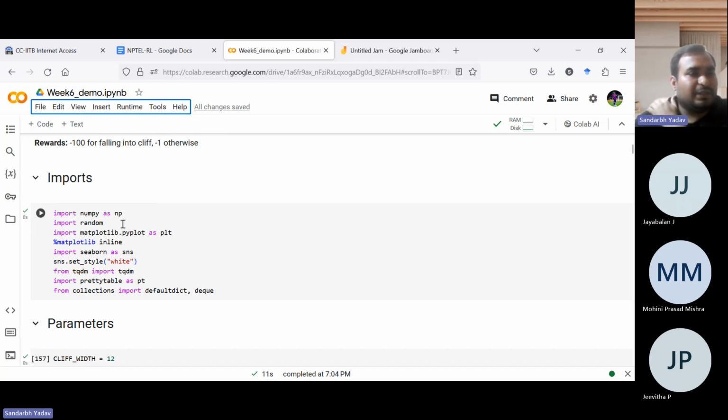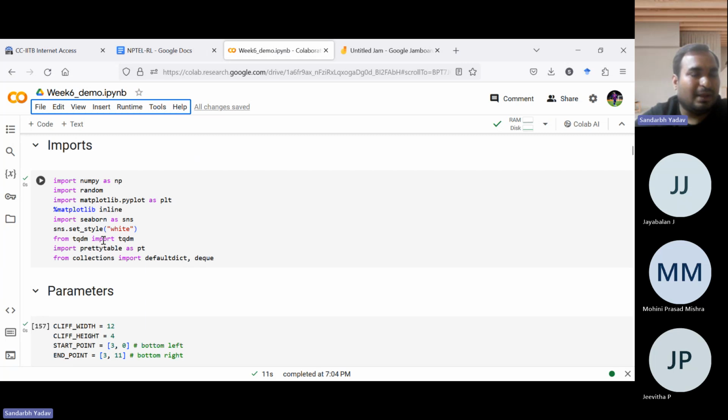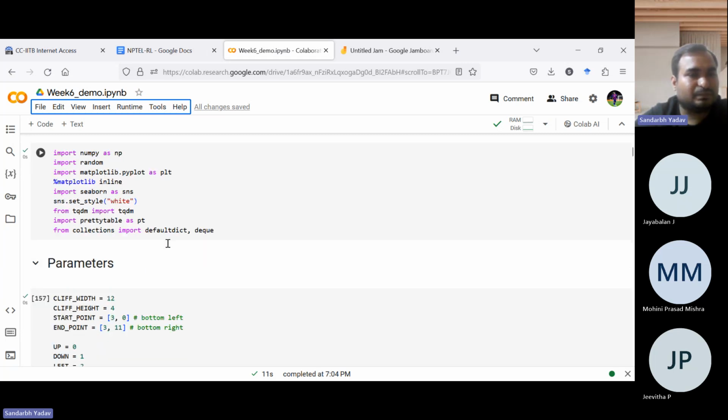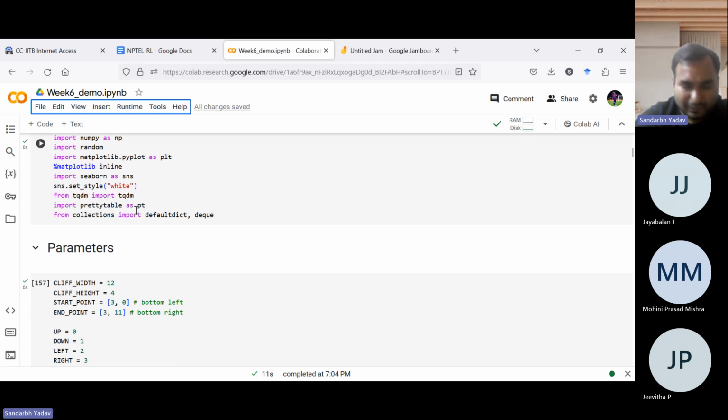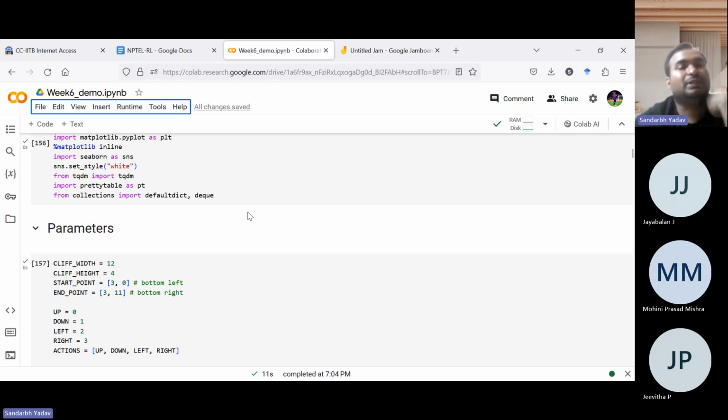Again, these are the import statements. We are not using some environment library, so there is simply NumPy and random. This is matplotlib for plotting. This is Seaborn. Seaborn is used to generate high quality plots, while matplotlib generates basic plots. So if you want to generate quick plots, you can prefer matplotlib. But if you are willing to spend time and want quality plots, it's better to go for Seaborn. And this tqdm is simply to display the progress bar of our training. PrettyTable is for printing a table in a very pretty manner. In a similar manner, we are using defaultdict.